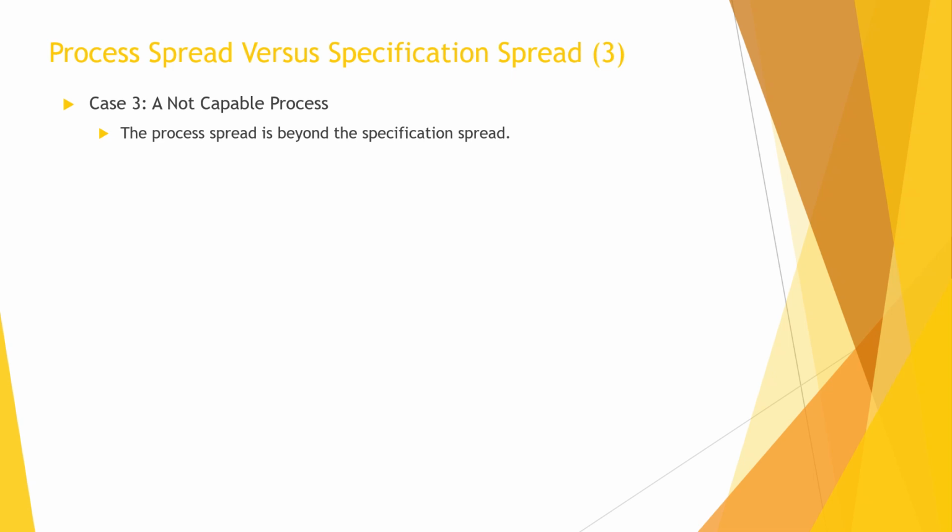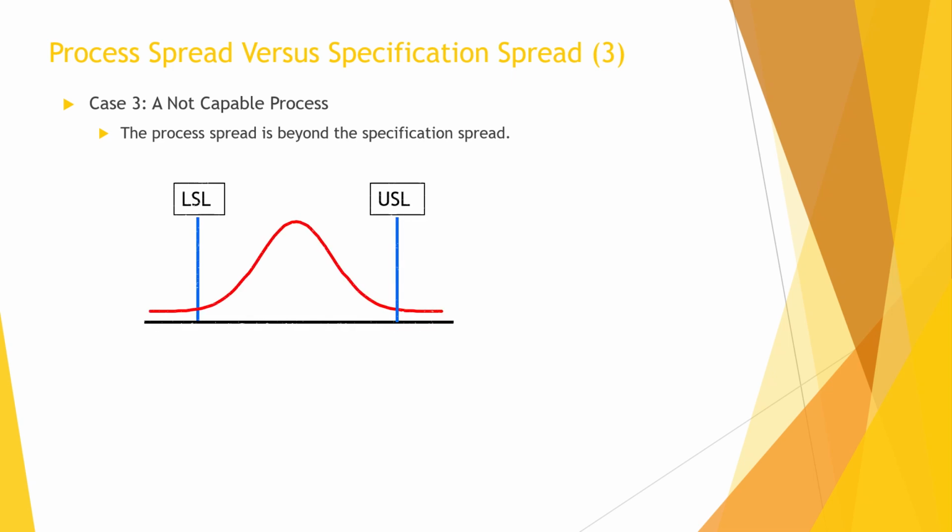Case 3, a not capable process. The process spread is beyond the specification spread. Oh boy, this truck driver, he didn't have enough caffeine in his system. He veered to the left, he veered to the right, not good situation. All of these, my friends, data points, dots. A not capable process. The process spread is beyond the specification spread.